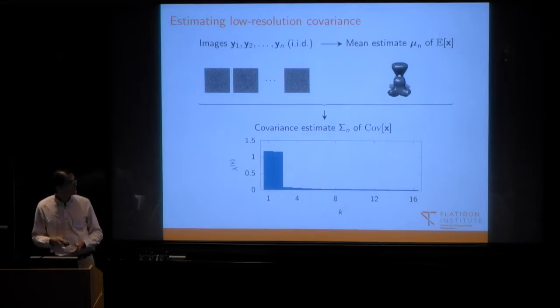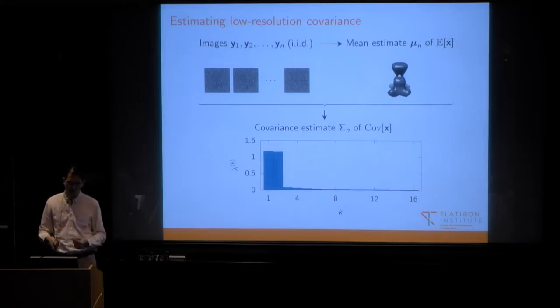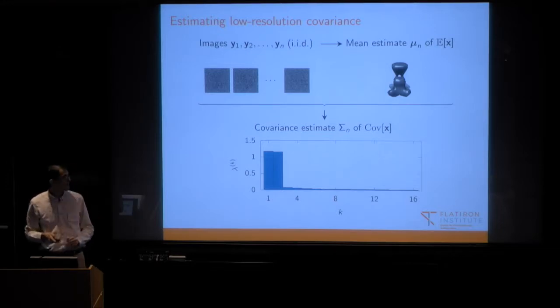In this particular example with this toy data set, we have two eigenvalues that stand out. This is a little bit exceptional, and part of the reason is that we're working with very low resolution, and we also have a C4 symmetry in the moving part. So we only get two eigenvolumes here.